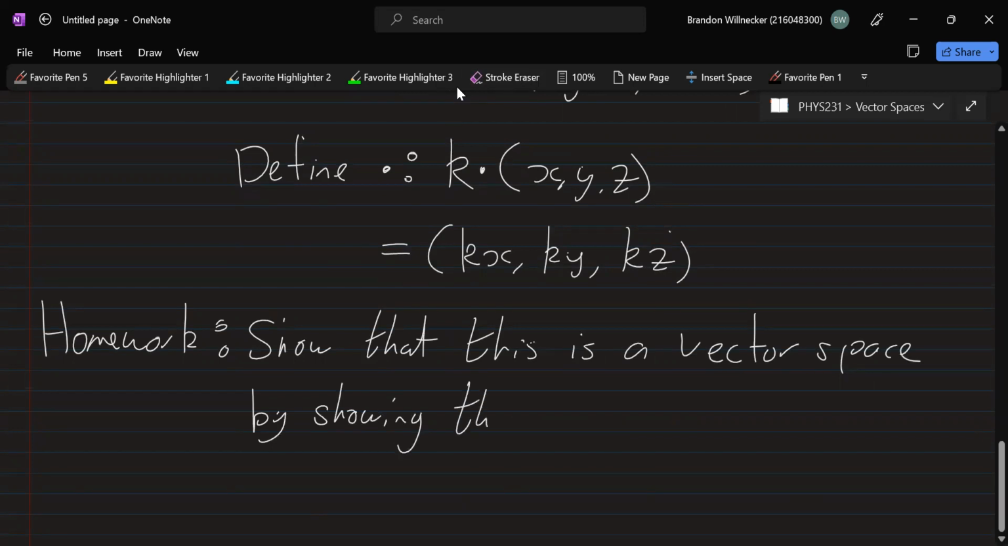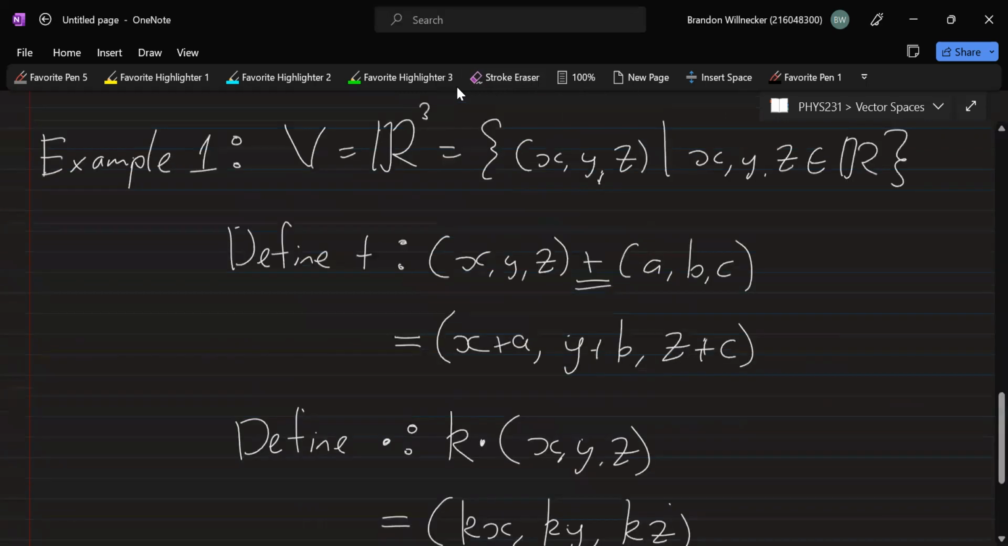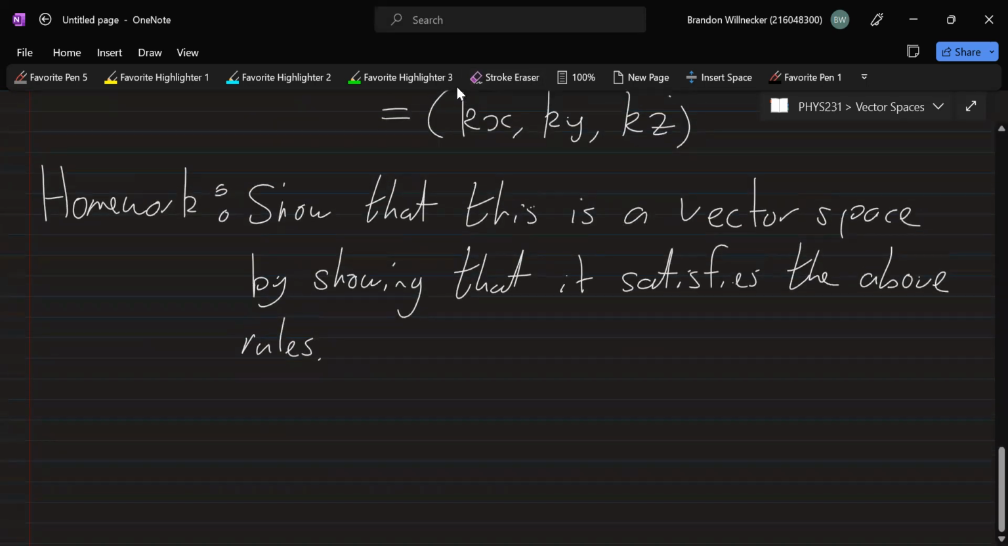By showing that it satisfies the above rules. Okay. So show that this concrete example of a vector space is indeed a vector space. Okay. And then some extra homework on general vector spaces.